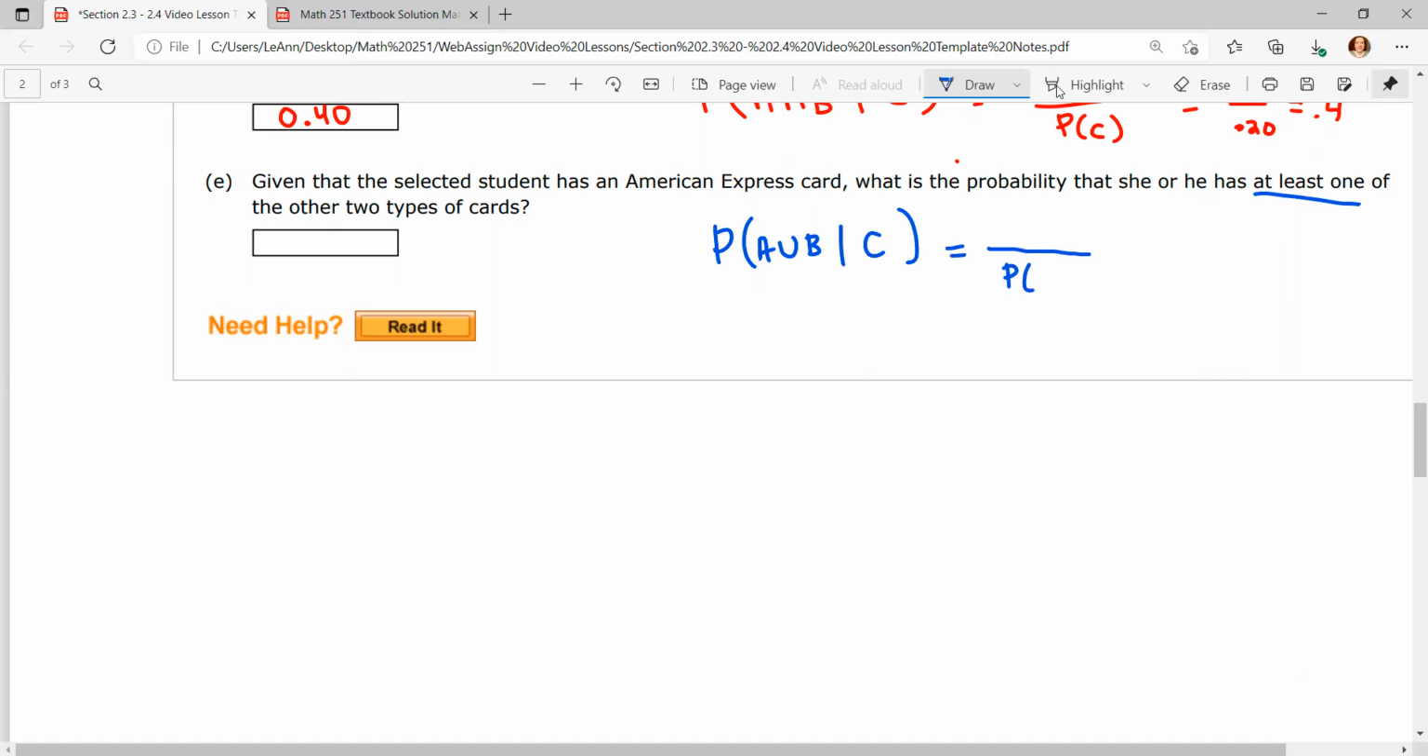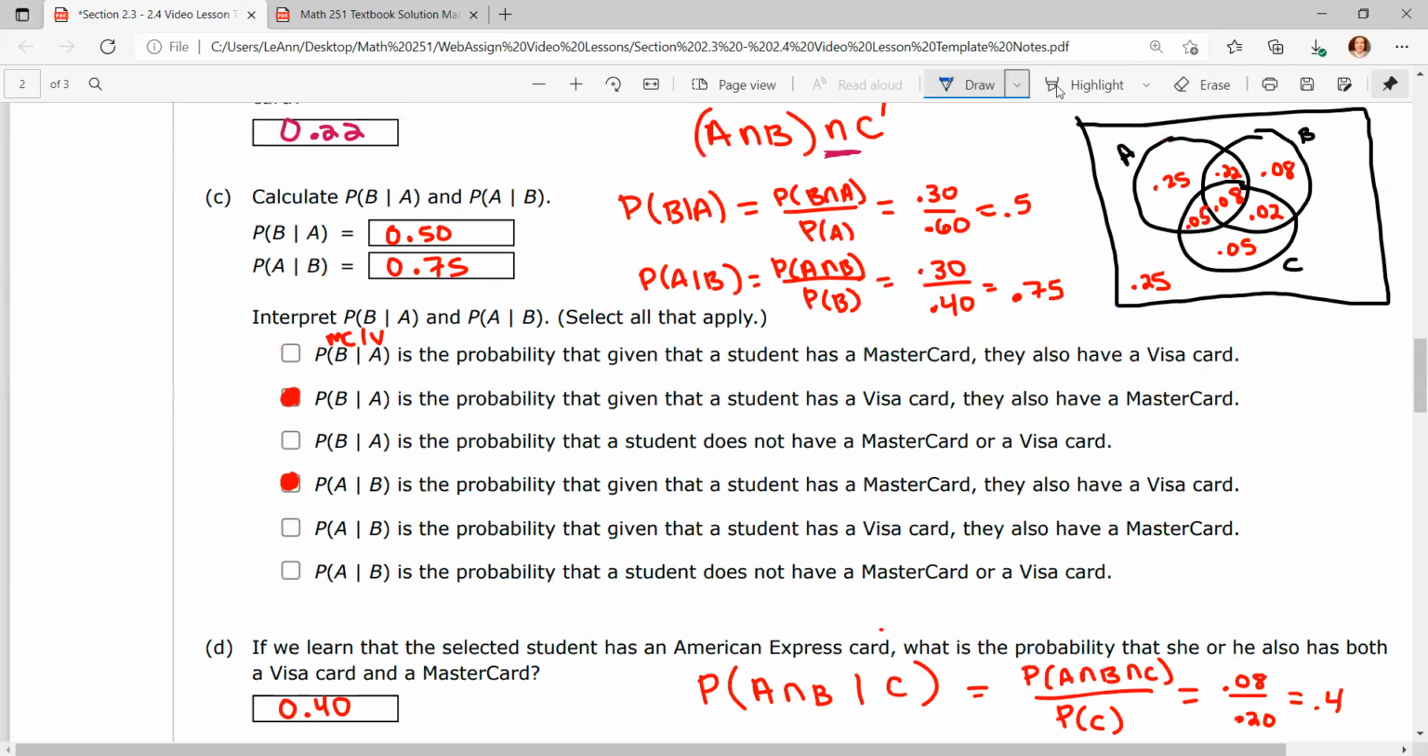So this is probability of C on the bottom still, but on the top, it's the probability of A union B intersected with C. I am writing that one with the parentheses because you need to take the union first before you intersect it. Since the other one was all intersections, it ended up just being the intersection of all three. So let's go up and look at our picture.